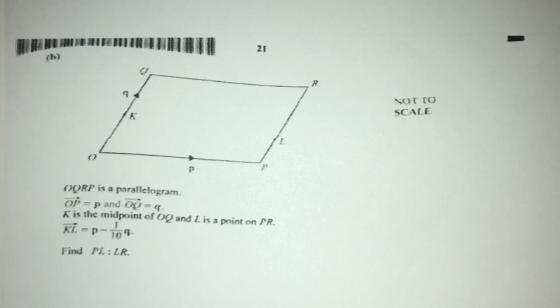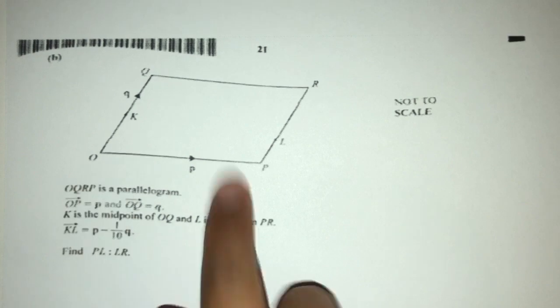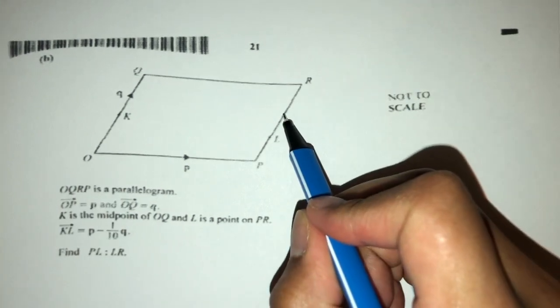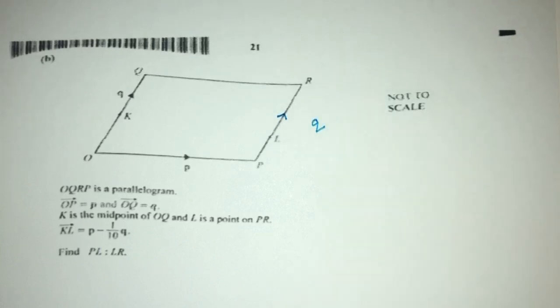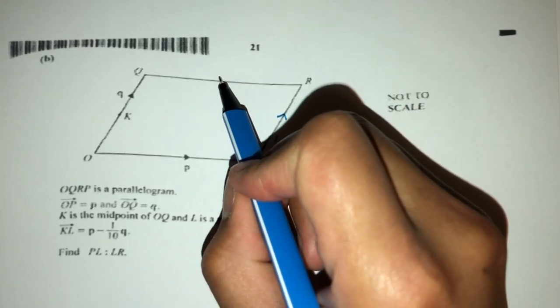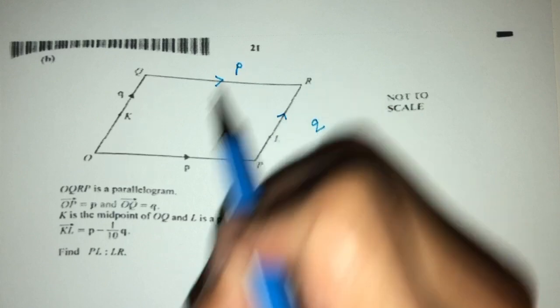So now let's move on to the last question. So part B, I think many of you guys get this question right, but let's see what do we have here. So OQRP is this shape, as you can see. So which means this also will have to be in the same direction and same value, which is Q. So PR will be Q, and QR will also have to be the same here, which is P.